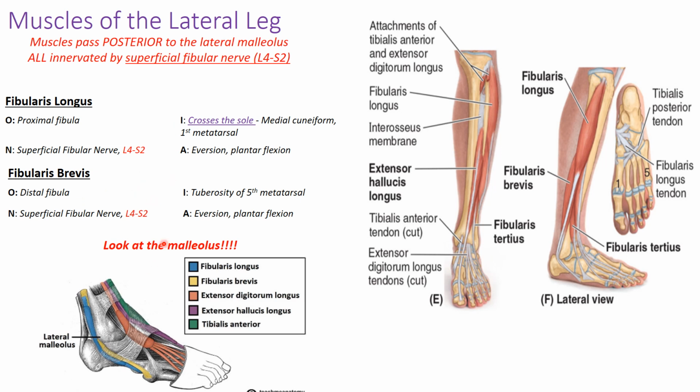Now, again, each compartment has a nerve associated. The nerve associated with the lateral compartment of the leg is going to be your superficial fibular nerve. So both of these muscles are innervated by the superficial fibular nerve. Okay, so the two muscles of the lateral compartment of the leg, fibularis longus and fibularis brevis, are both innervated by the superficial fibular nerve, L4 through S2, and they both are going to evert and plantar flex the foot.